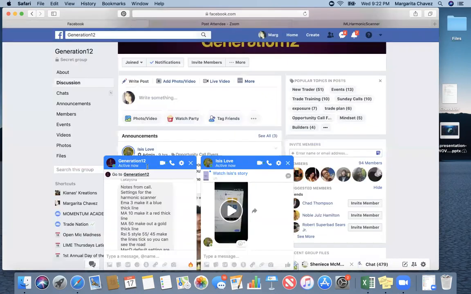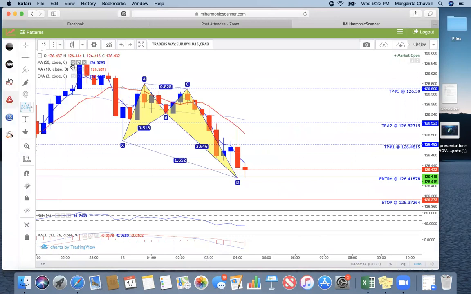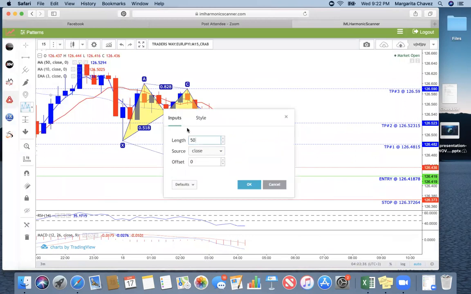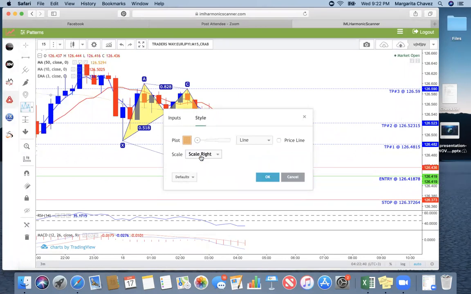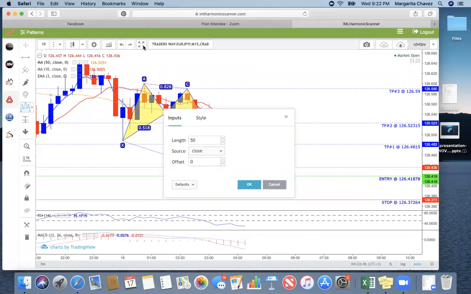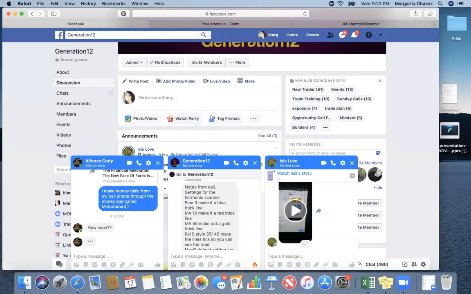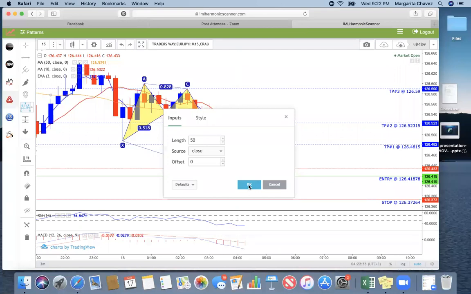Okay, and then we have the MA 50, which is right here. And this I'm going to make orange because I can't really see the yellow. Some people make it yellow. And the yellow one is a 50. Okay, great. And then you click OK.